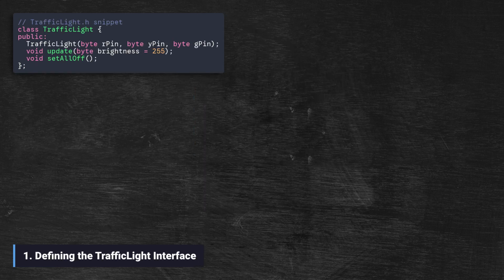Our TrafficLight class needs to be easy to use. The constructor will take 3 pins for red, yellow, and green. We also need a public update method that accepts a brightness value. This allows our main loop to drive the logic without knowing about the internal state machine.